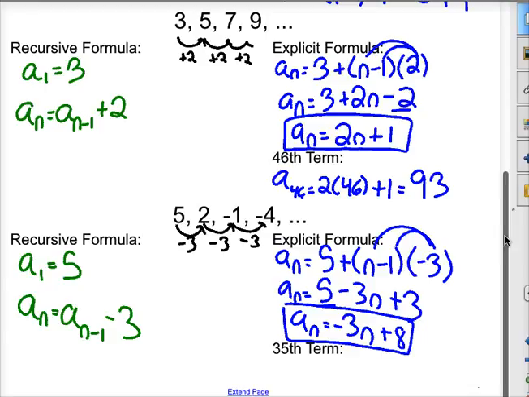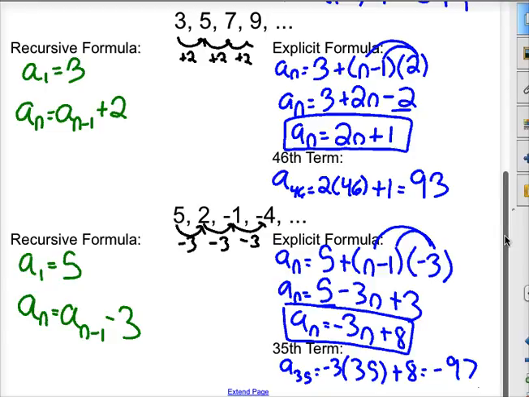And if I want to use that to find a future term, negative 3 times 35 plus 8. Just plug it into my explicit formula. And that is going to give me a negative 97 for my 35th term.